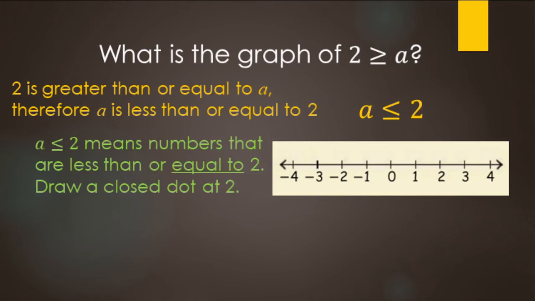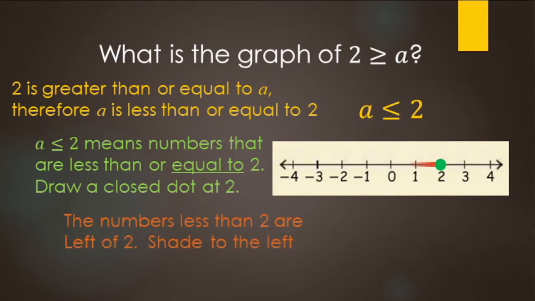So we know that 2 is our border number. That's where it starts or it ends, if you want to think of it that way. And the "is or equal to" part of it means we're going to have a closed dot on our graph when we go to graph this. And then we're looking for numbers that are less than 2. Those are going to be on the left of 2. So we're going to shade to the left. And this is how we go about graphing solution sets to these inequalities.